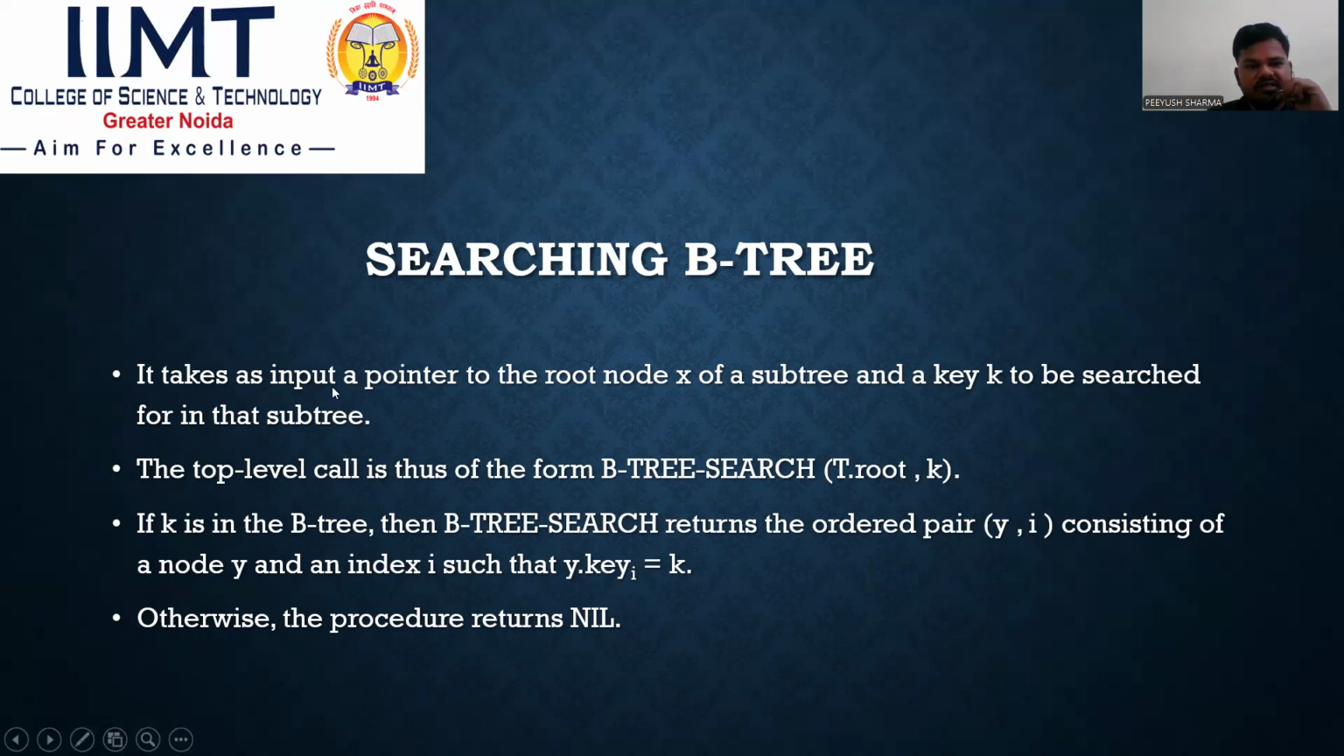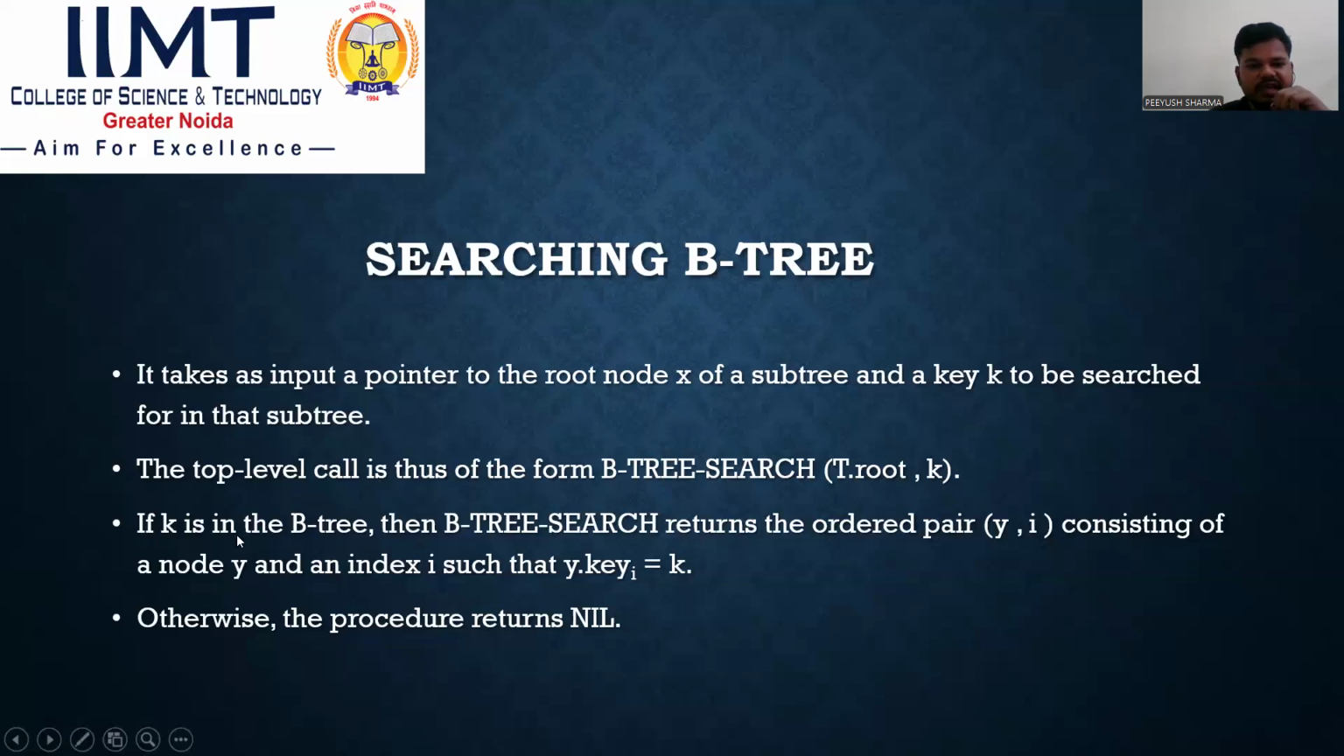It takes as input a pointer to the root node x of a subtree and a key k to be searched for in that subtree, right? So for searching purposes, what we have is the root node and the key which we are searching. The top-level call is thus of the form B-Tree-Search(T.root, k). Key is the key which we are searching from T.root, right?